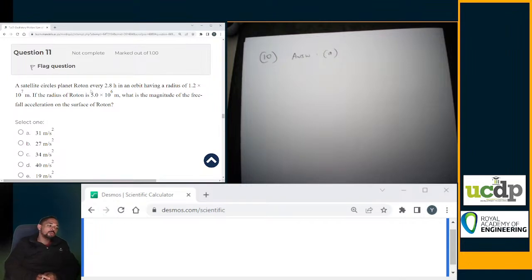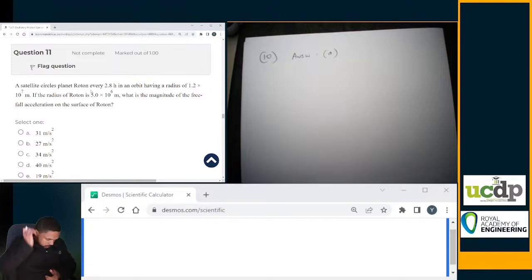having a radius of 1.2 times 10 to the 7 meters. If the radius of Roton is 5 times 10 to the 6 meters, what is the magnitude of free fall acceleration on the surface of Roton? Okay. So first we need the mass of Roton. We can work that out using Kepler's law, because we're going to need the mass of Roton if we want to find the free fall acceleration on the surface of planet Roton.